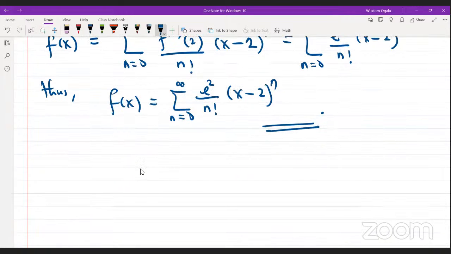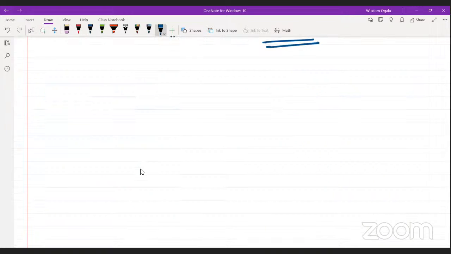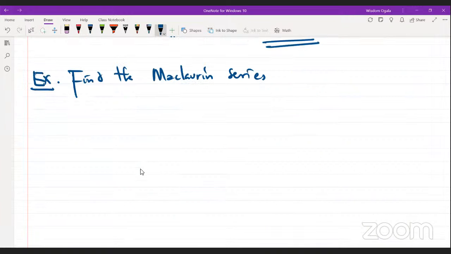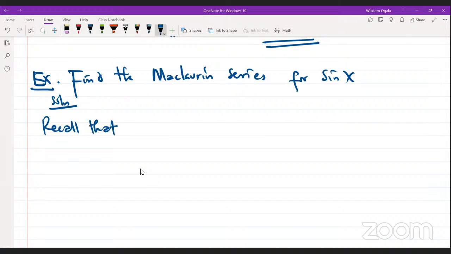Example, find the Maclaurin series for sine x. A is just 0. So the solution. Now, let's remember, how do we write a Maclaurin series?